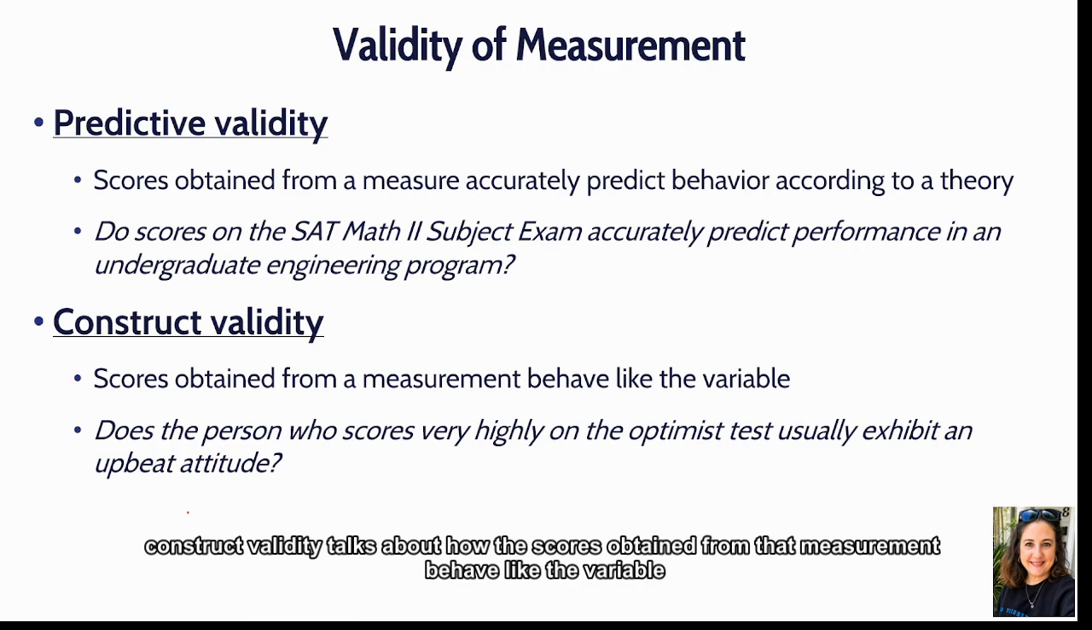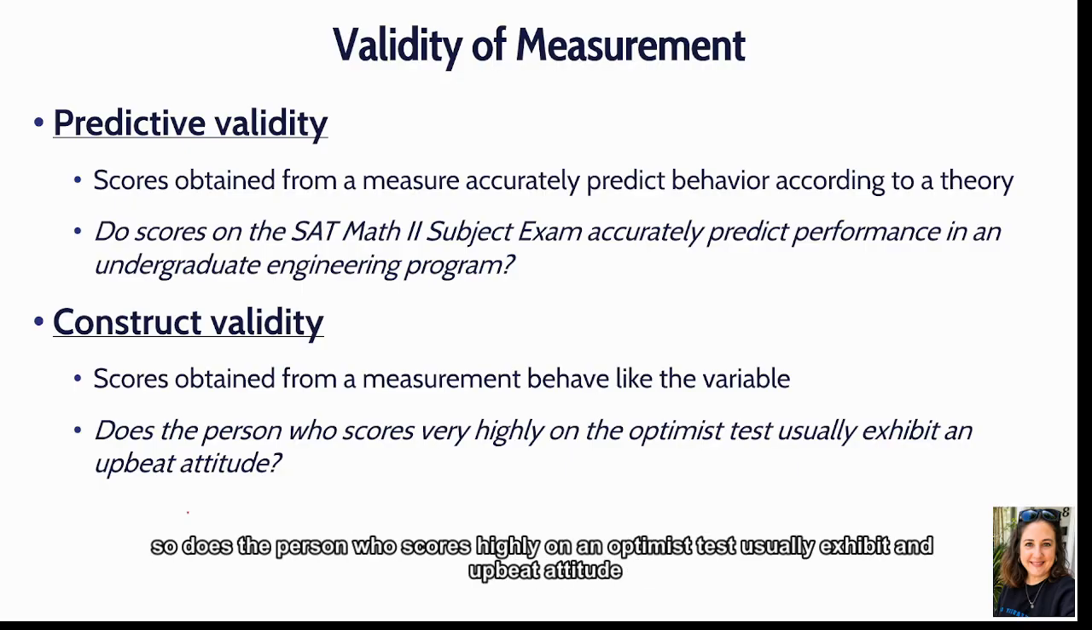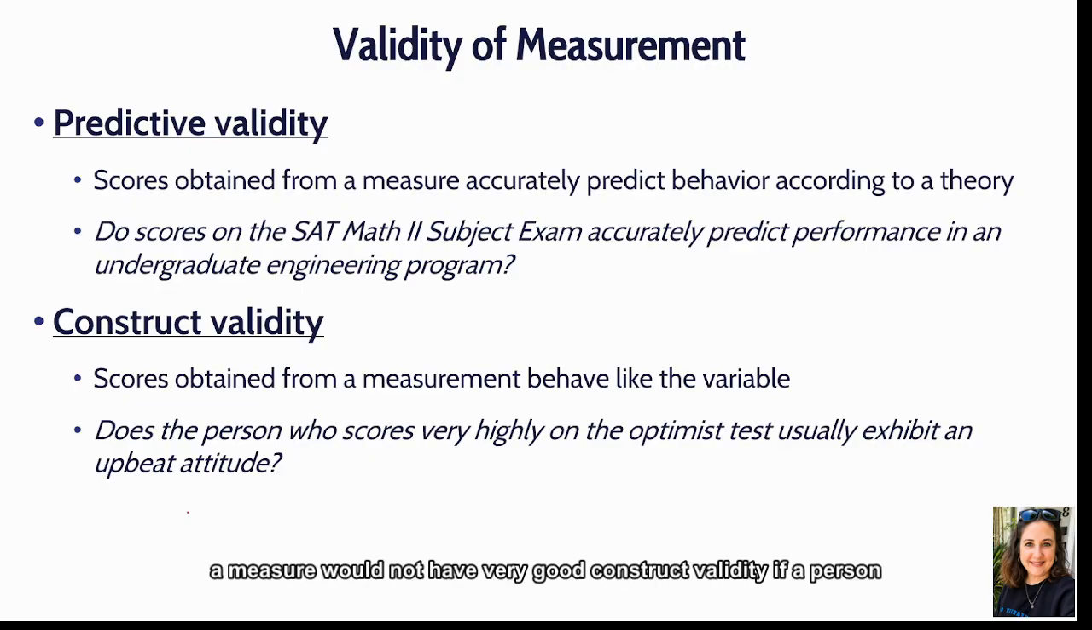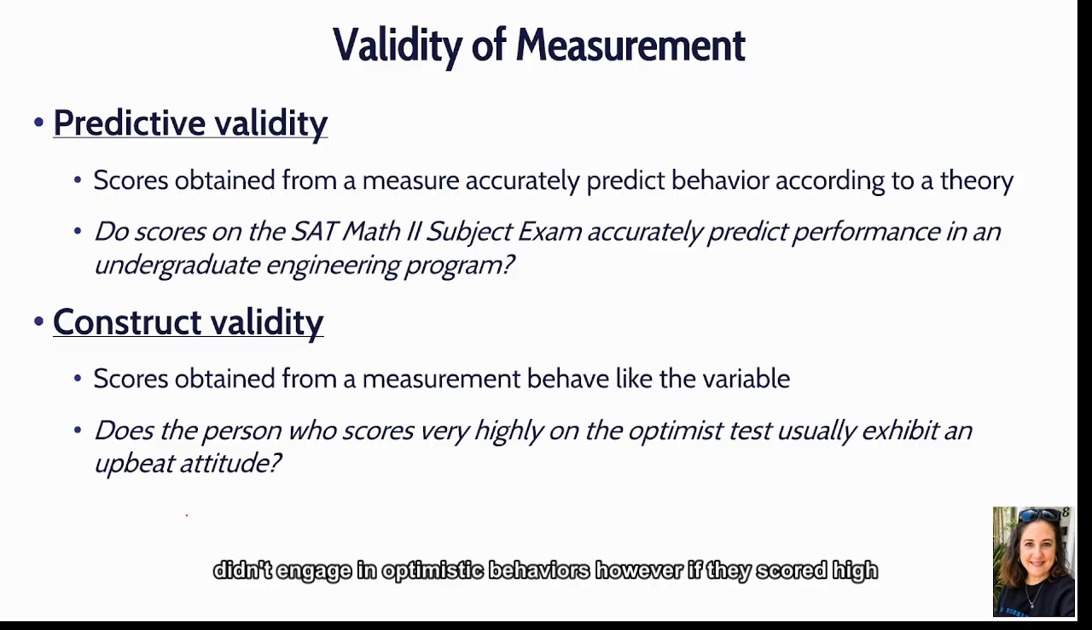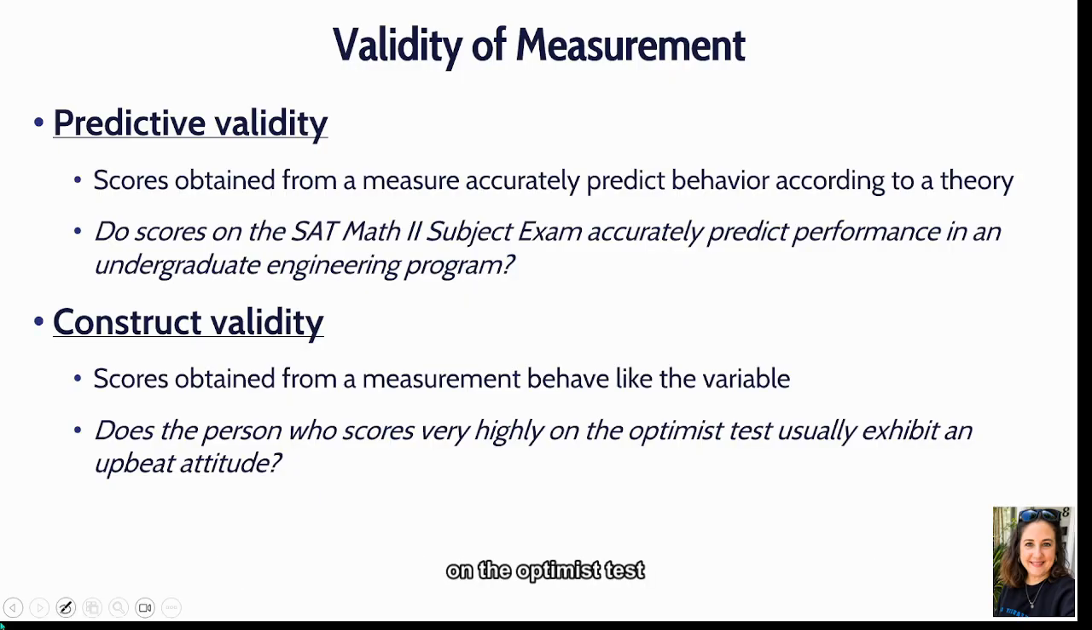Construct validity talks about how the scores obtained from that measurement behave like the variable. So does the person who scores highly on an optimist test usually exhibit an upbeat attitude? A measure would not have very good construct validity if a person didn't engage in optimistic behaviors, however, if they scored high on the optimist test.